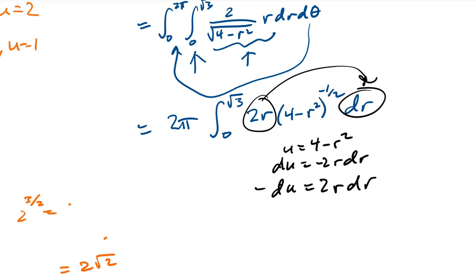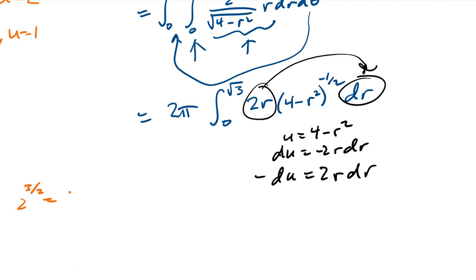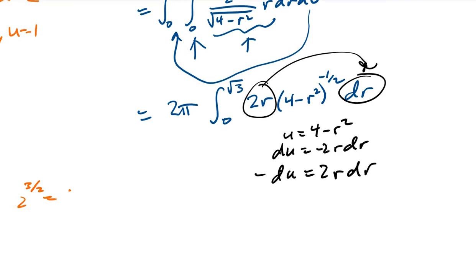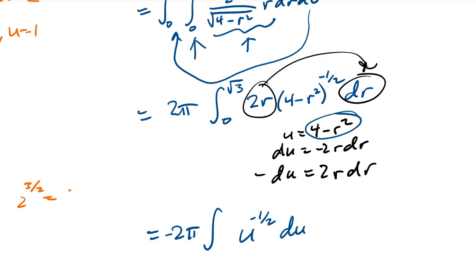So what we get then is 2 pi integral. The 2r dr is being taken up by this du, so it's negative du, and then it looks like u to the negative 1/2 power, because u is 4 minus r squared.